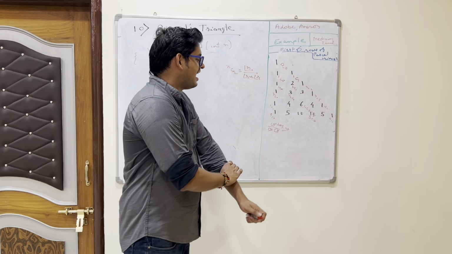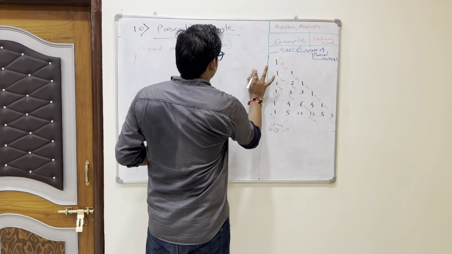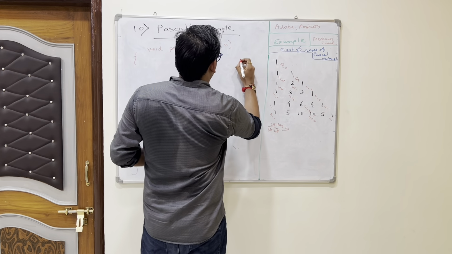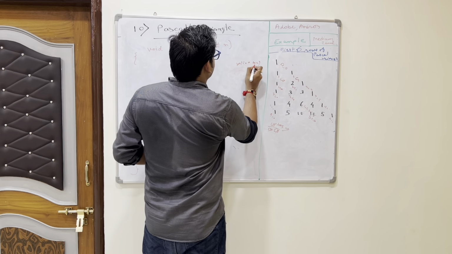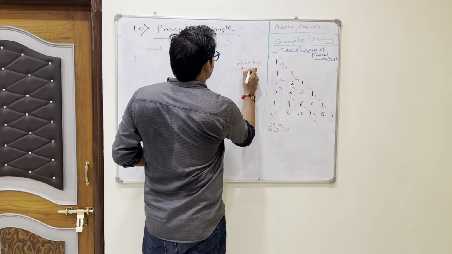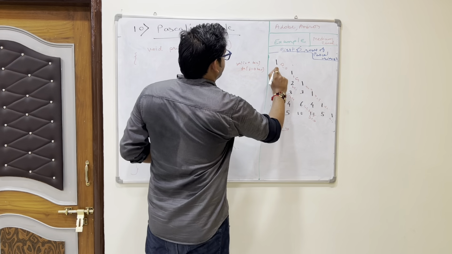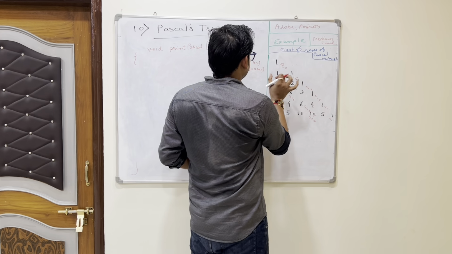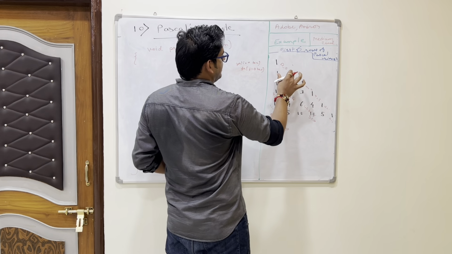We can have a nested loop, and our loop would be running from, say, for i equal to 0 to n, and for j equal to 0 to i, because in every row the number of elements is equal to the row number, right?